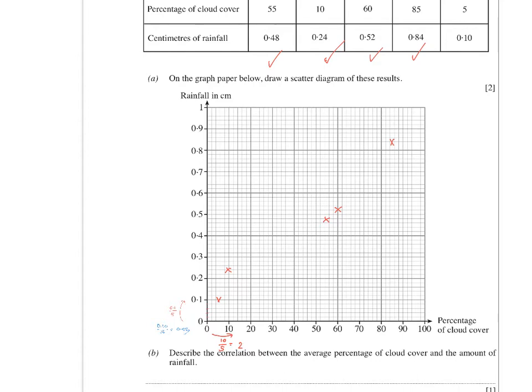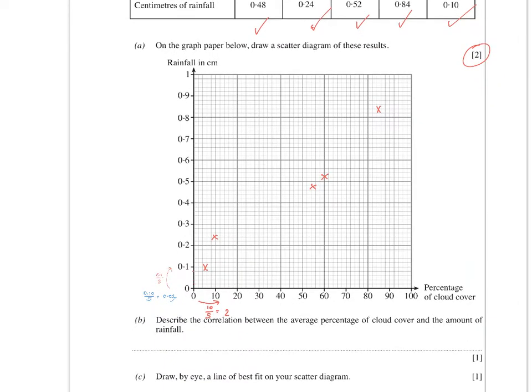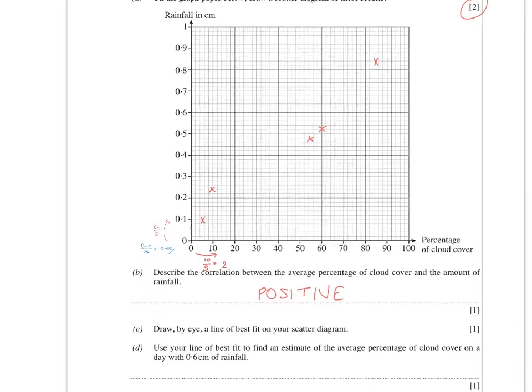Okay. Plotted, lovely 2 marks to get there. Just make sure you've done your scale work and it should be fine. The next thing we're going to do, describe the correlations. So they're only looking for one word here, which would be positive in this case. It could be negative or it could be neutral. Well, not neutral, but no correlation.